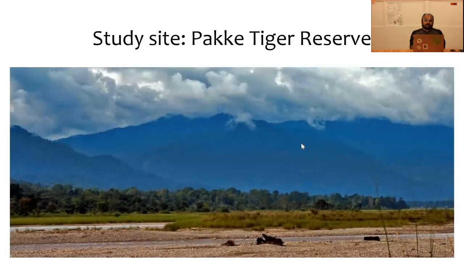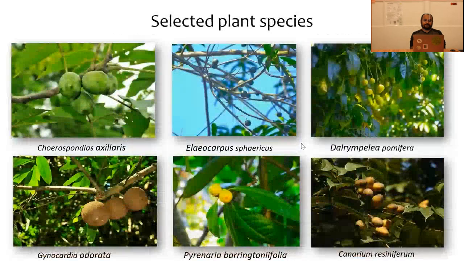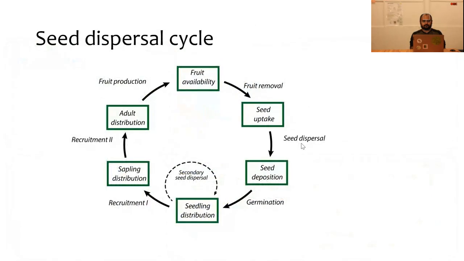But this is my study site, which is Pakke Tiger Reserve, and I have selected more than 30 species of plants, which are generally from prior knowledge or from the literature. We thought that they would have been dispersed by mammals. So on that knowledge, we have selected around 30 species that we will look into in this study.